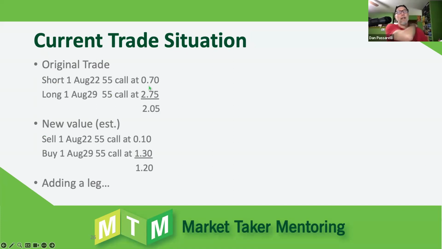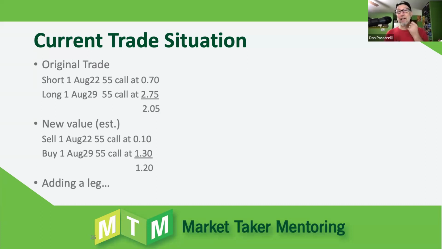We've got our original trade: sell the August 22nd 55 calls at 70, buy the August 29th 55 calls at 275, paid a net of 205. At this point, both of those calls are worth less. Why? Time passed, theta; the stock went down, delta. Both of the calls become worth less. That's good for our short-term call, but bad for our long-term call. So we're down money.